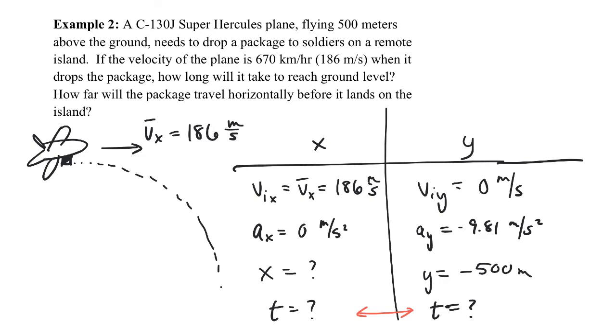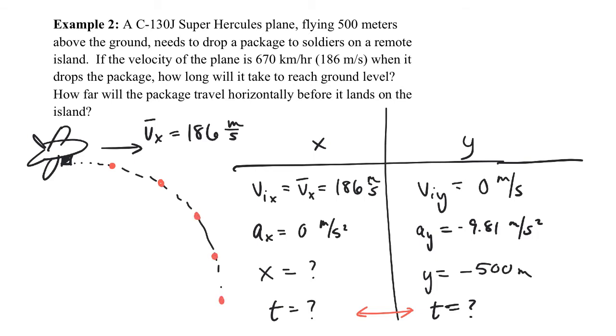Now, the VIX only comes from the velocity of the plane itself. That's why it has velocity initially in the x direction. And as it falls, it's going to keep velocity in the x. Let me draw a little diagram. This might be useful for us. So let's put the package at a couple locations along the way on the way down. Let's draw a couple dots here.